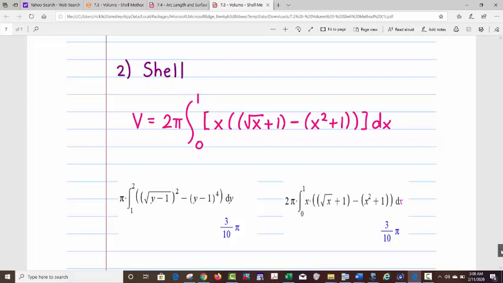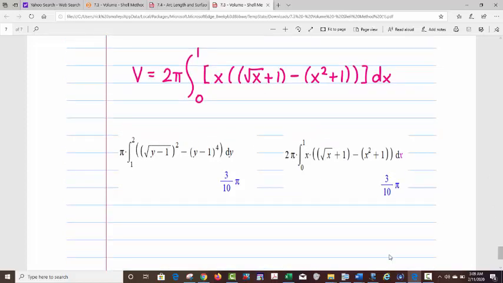Let's see. So put both these in Maple, and look what we have here. Both answers are 3 over 10 times pi. So I feel pretty good about those setups. All right. That concludes this video on volumes of revolution by the shell method.